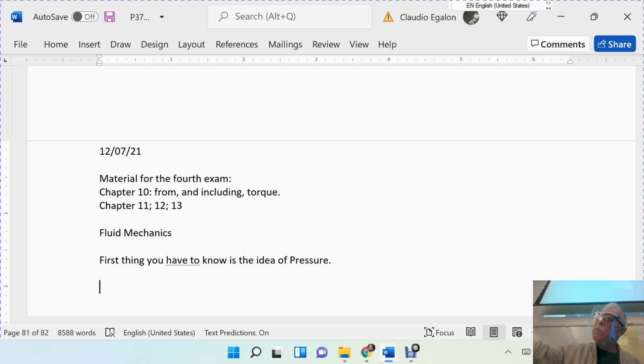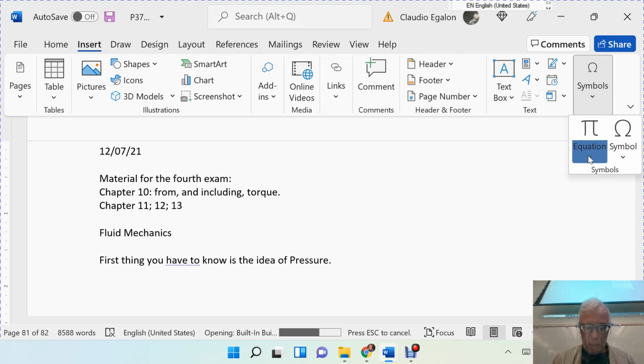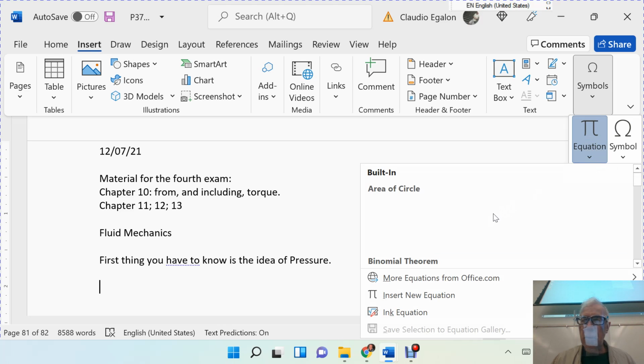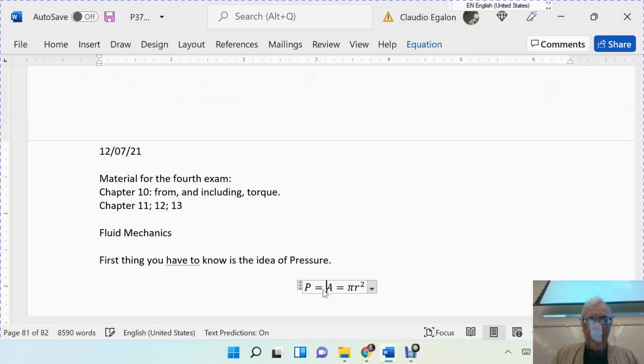So if I place this object at the top of the table, it is going to exert not just a force, but also a pressure on the surface of this table. The definition of pressure is the following: pressure is the force divided by the area. That's the definition of pressure.